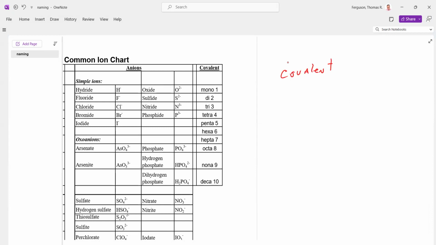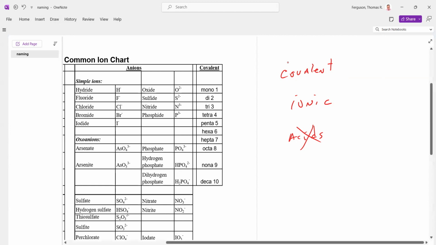So we have covalent, ionic, and acids, as far as naming goes. Now we're covering acids, like I was saying before, in Unit 5. So today we're going to talk about covalent and ionic naming. On your dry lab today, acids are included, so just don't do those. You can do them if you want, but you don't have to. I'm going to be focusing on covalent and ionic when I look at your worksheet.